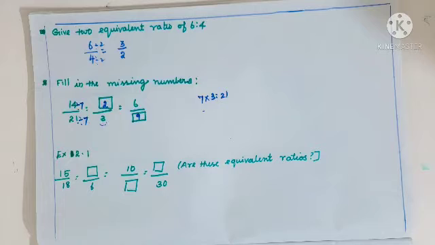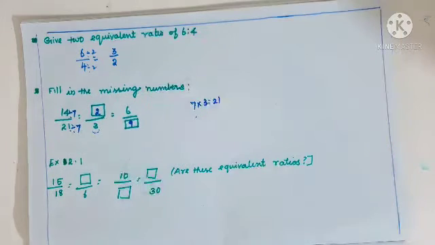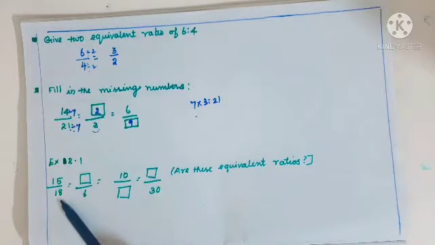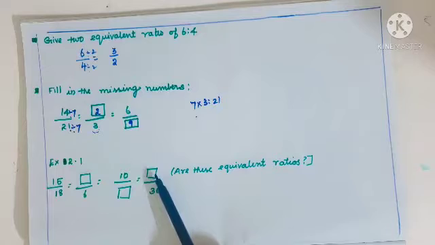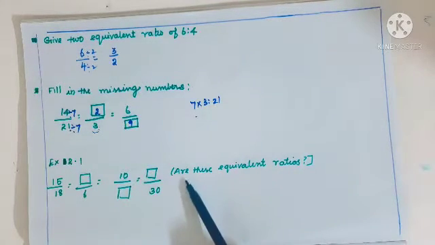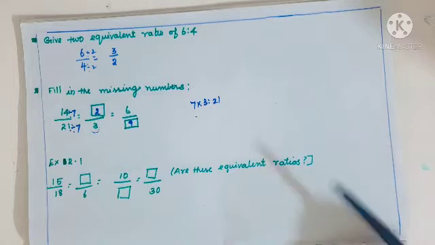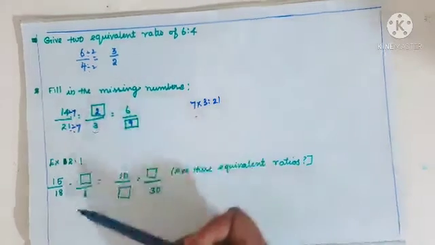Likewise, go to exercise 2.1. Now, you go to exercise 2.1. It is given as 15 by 18, that is equal to box by 6, that is equal to 10 by box, that is equal to box by 30. So we have to make these equivalent ratios. They are asking, are these equivalent ratios? So we have to find whether they are equivalent or not. By the same model you can do it.